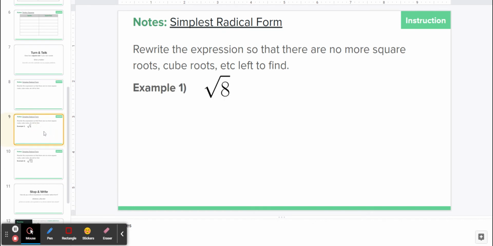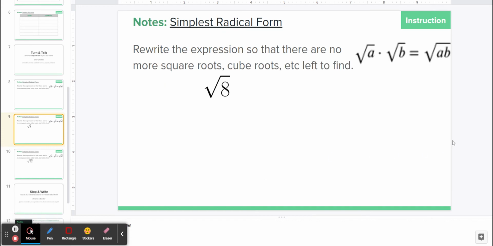So in example 1 here, we have the square root of 8. And we want to rewrite that in simplest radical form. We're going to use this property of square roots up here that I've just added to guide our process, okay? And that is if we multiply two different square roots together, we can actually combine that multiplication underneath the square root. Let's see how this happens.